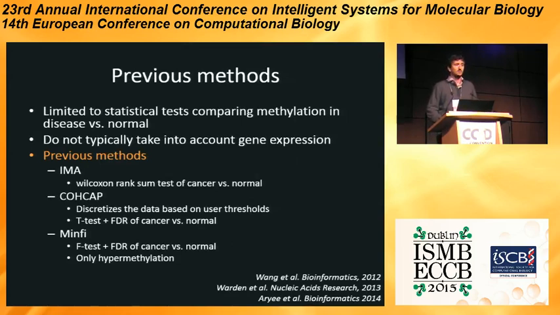So I'm going to compare our algorithm with three methods, IMA, COHCAP, and MinPhi. And all three methods are characterized by the fact that these are essentially statistical tests that look at cancer versus normal. Also, MinPhi, for example, only focuses on hypermethylation.